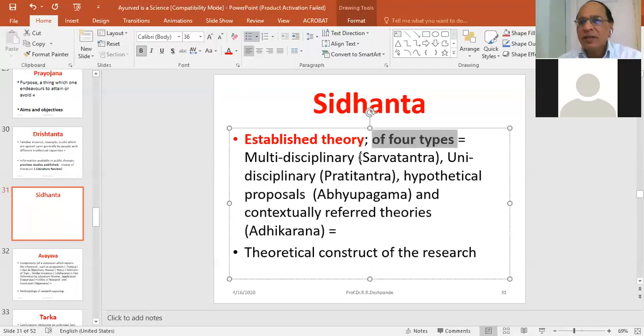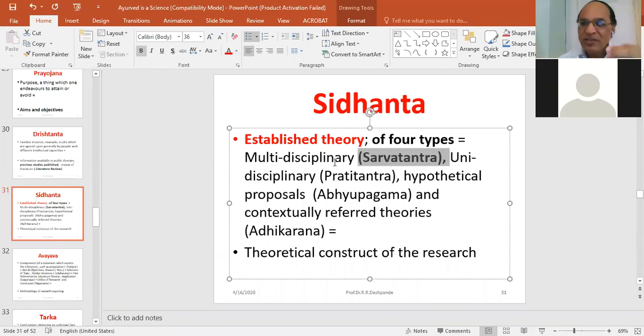One is Sarvatantra, that everybody accepts. What does everybody accept? That food and oxygen are necessary for life. Is there any confusion in Ayurveda, homeopathy, naturopathy, or allopathy? No. This particular Siddhanta, this particular principle of life, is accepted by everybody. That is called Sarvatantra Siddhanta.